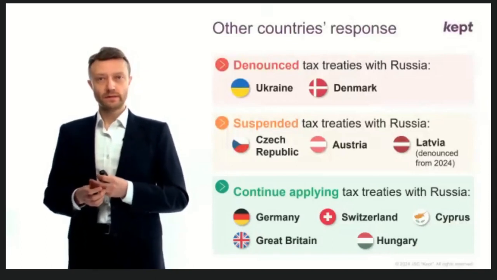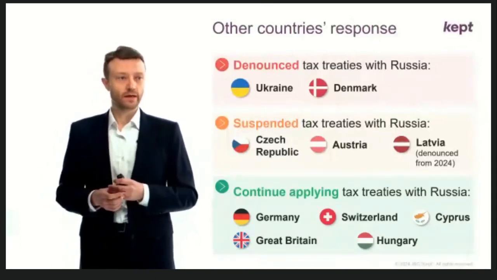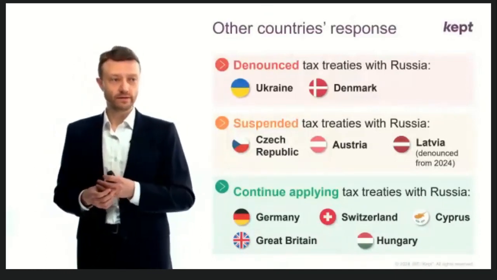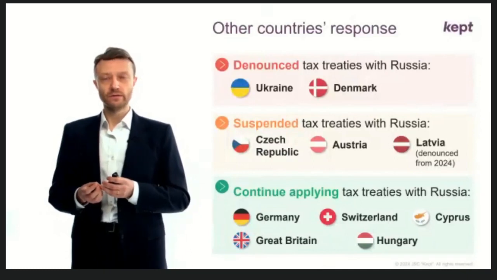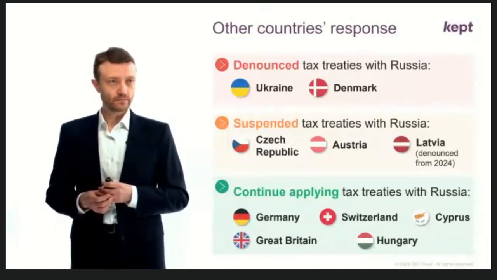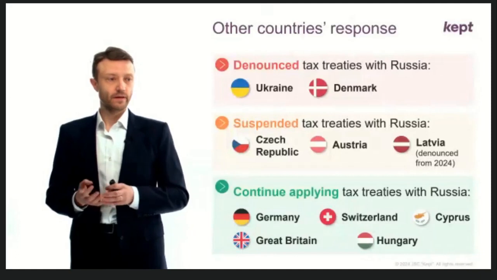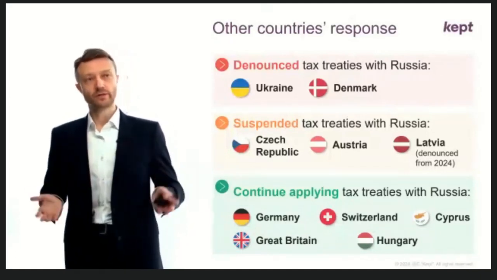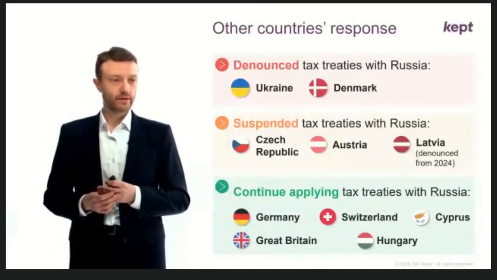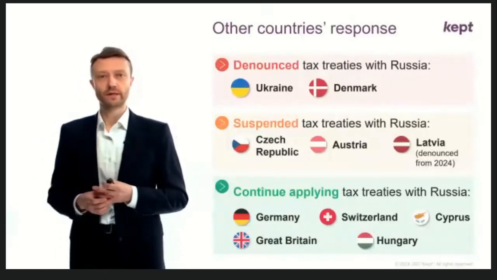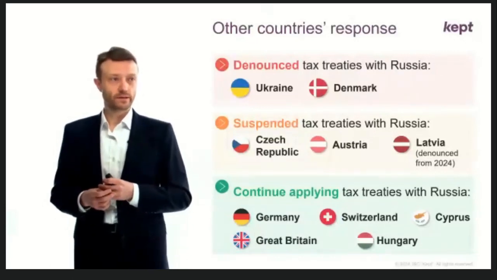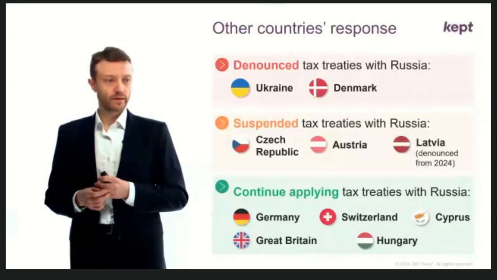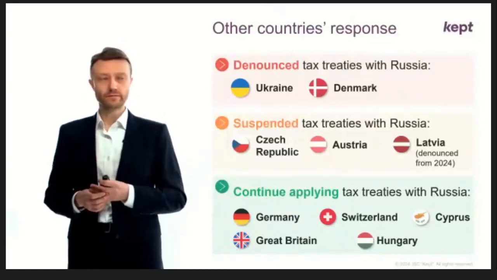But some countries explicitly stated, at least some time ago, officially stated that they continue applying, or from their official response it was evident that they decided to continue to apply their treaties with Russia. This includes Germany, Switzerland, Cyprus, Great Britain, and Hungary. Again, the situation may change, and it's constantly developing. Countries may change their position, and ultimately the treaties can either be suspended or cancelled by the other countries. But there are some examples, and there are reasons for that.